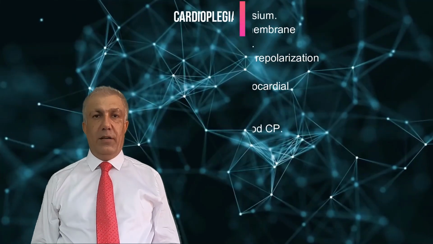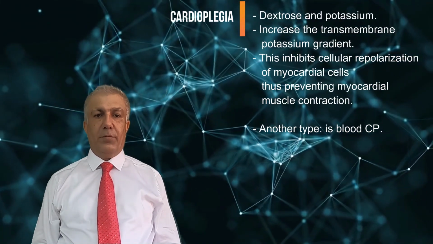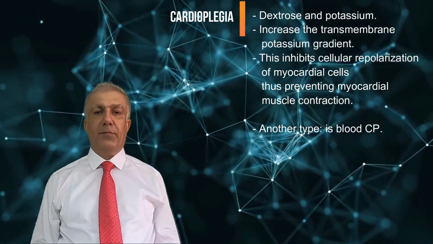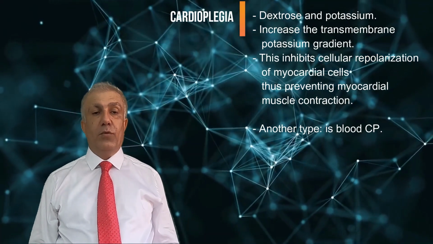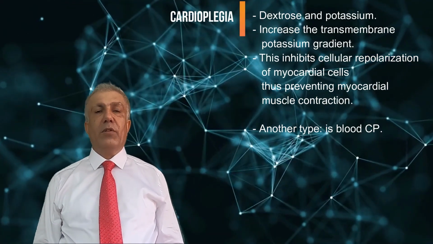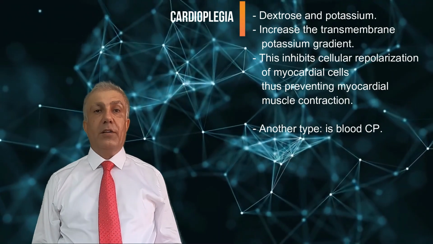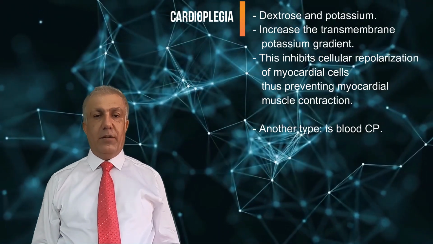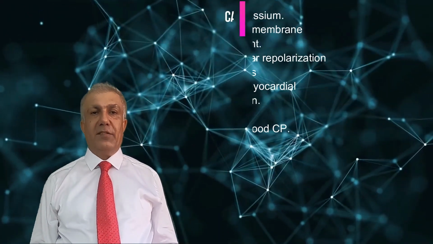Cardioplegia is a solution of dextrose and potassium mixed. The elevated level of extracellular potassium increases the transmembrane potassium gradient, which will inhibit cellular repolarization of the myocardial muscle cells, in turn preventing myocardial muscles from contracting. Another type of cardioplegia is blood cardioplegia.